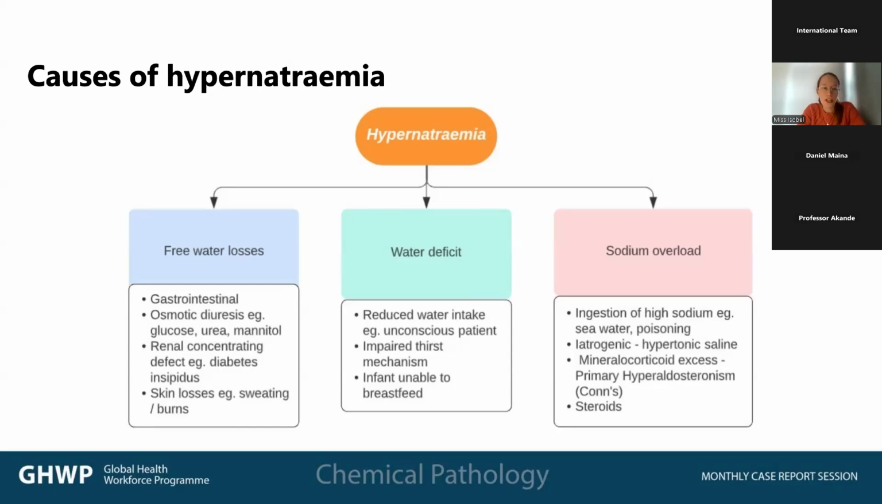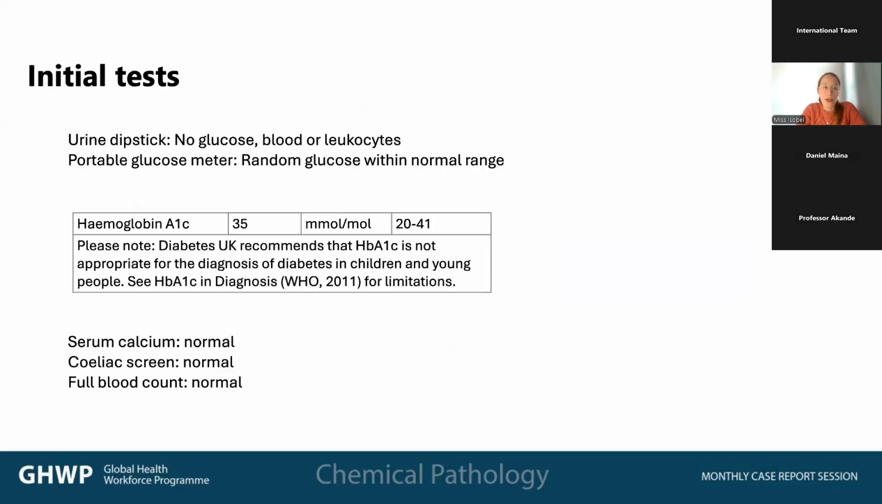But in this patient, what they thought first to do was to rule out that the patient had diabetes. So we're looking at that osmotic diuresis. And so the initial tests for this patient in the family doctors was that they did a urine dipstick, found no glucose, blood, or leukocytes in there. They used a portable glucose meter, and no glucose, just a normal random glucose within normal range was found.